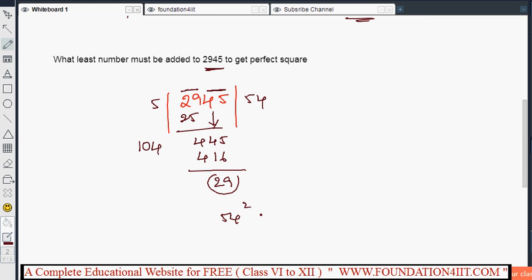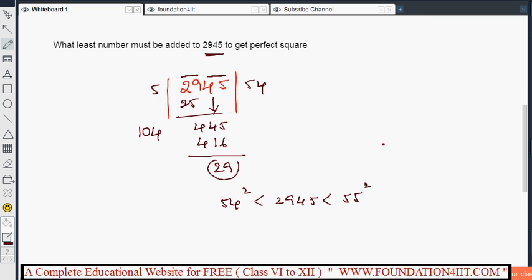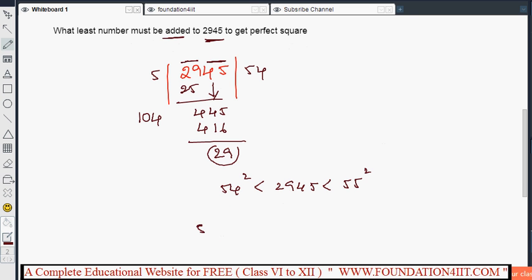54 square is less than 2945, that is less than 55 square. Okay, 2945 is less than 55 square. At the same time it is greater than 54 square. But what must be added? Then you can take 55 square. So it is nothing but 55 square. So 55 square is equal to 55 into 55, 3025.